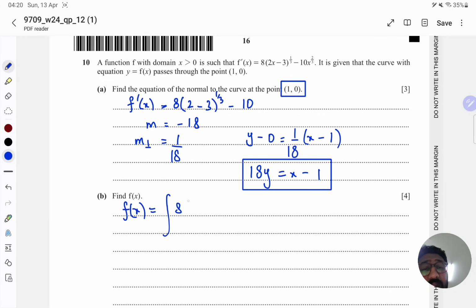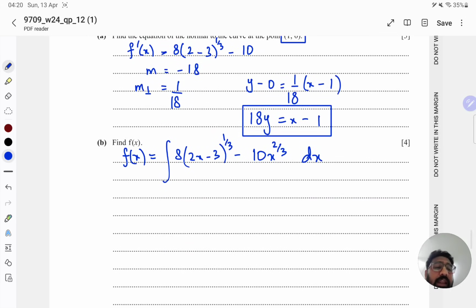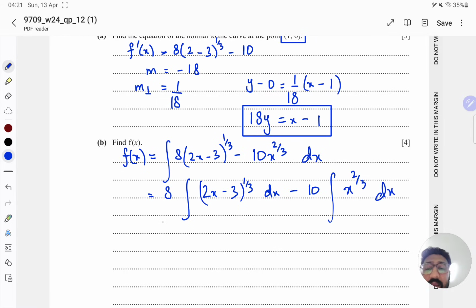To find out the function f of x, we need to do the integration of 8 bracket 2x minus 3 to the power 1 by 3 minus 10 x power 2 by 3 dx. We'll apply integration to the first as well as to the second. So let me segregate it first. So 8 integration of 2x minus 3 whole power 1 by 3 dx minus integration, 10 will come outside, integration of x power 2 by 3 dx.